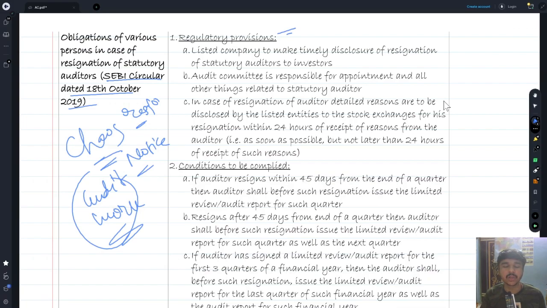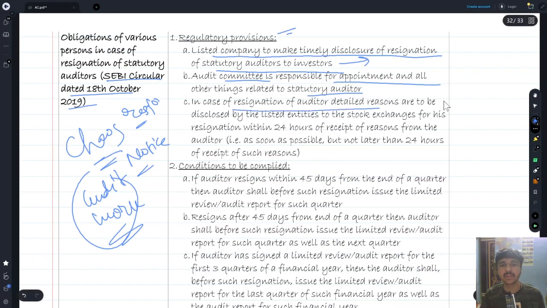Firstly, if the statutory auditor is resigning, then the listed company has to make timely disclosure of the resignation of the statutory auditors to the investors. They should tell the investors, okay, sir, the statutory auditor has resigned. Then the audit committee is responsible for appointment of the statutory auditors, right? So they will check who is going to be the next auditor.